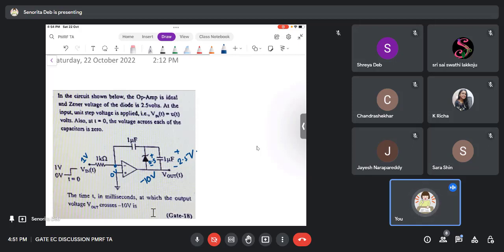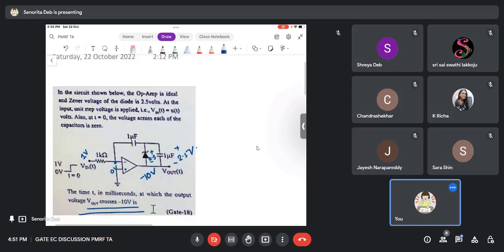And V out crosses minus 10 volt, and what is the time when V out crosses minus 10 volts? So I'm considering V out is minus 10 volts, Zener is at breakdown, right? And 1 volt is at input. After t equals 0, 1 volt is at input. So what is the current from here? It is 1 milliampere, right? 1 minus 0 by 1 kilo, 1 milliampere. Now nothing goes inside the op-amp. So this 1 milliampere travels from here, basically coming from here, like this. So the current across this is 1 milliampere.